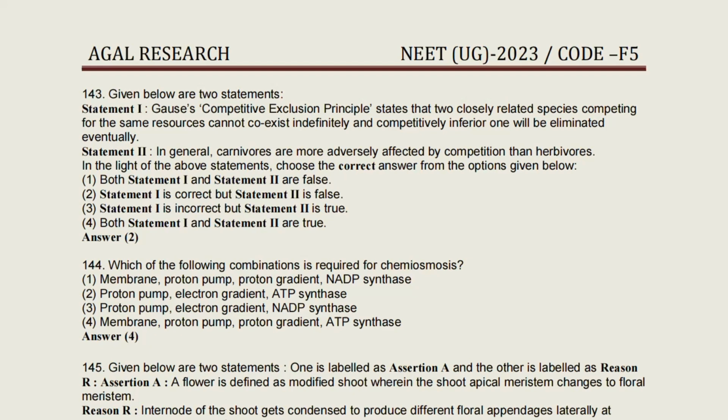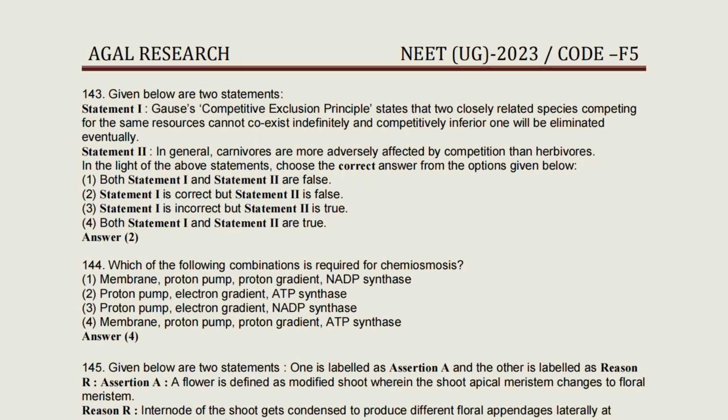So the next one is, which of the following combinations is required for chemiosmosis? So the answer is option 4, membrane, proton pump, proton gradient, ATP synthase. And this question is taken from Unit 7 Genetics and Evolution, Chapter 5 Molecular Basis of Inheritance.